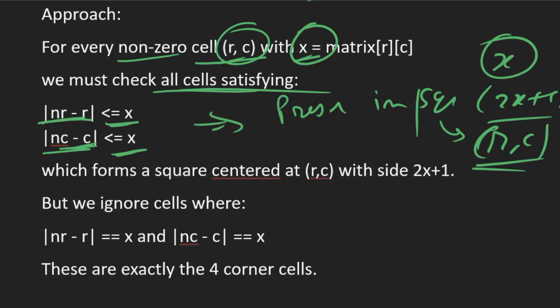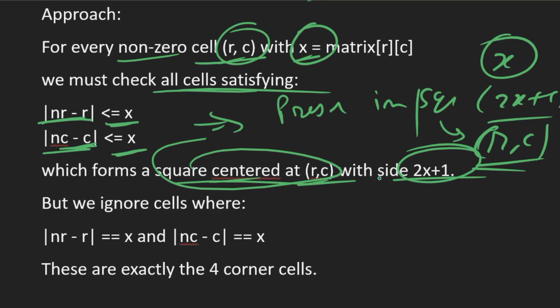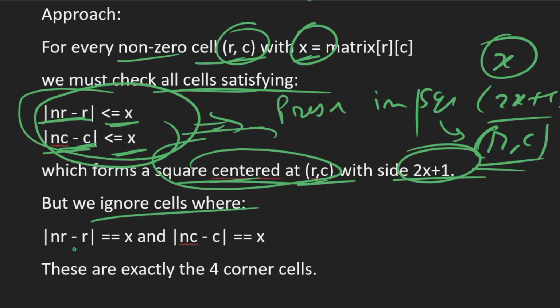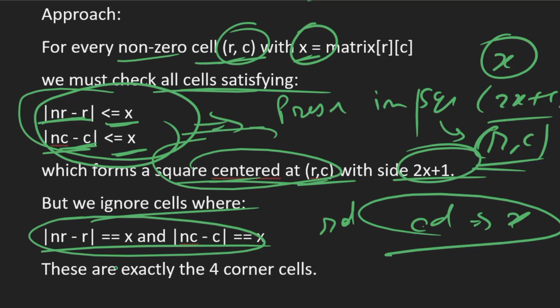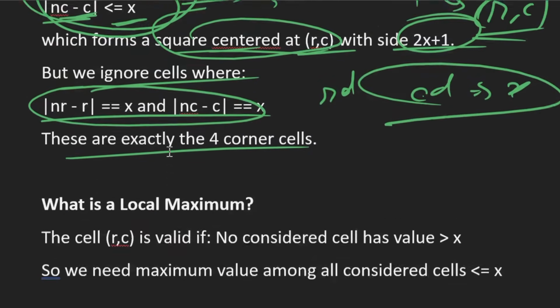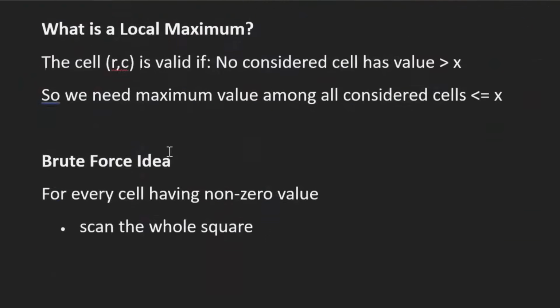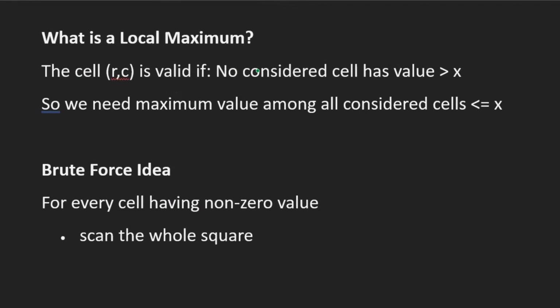So it is also given that it will form a square centered at r comma c with side 2x plus 1. So now we check all the cells present in that square, but we ignore the corner cells, where the row distance and column distance is exactly equal to x, which are the corner cells, right? We have to find the local maxima. Now what is a local maxima?